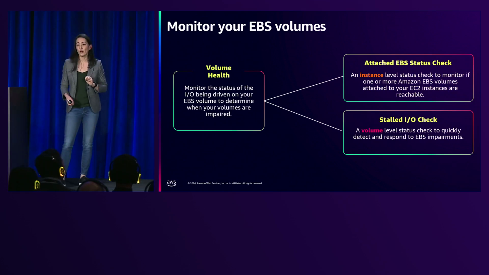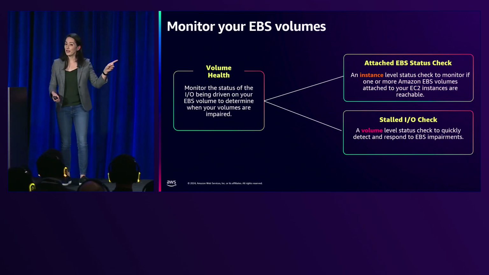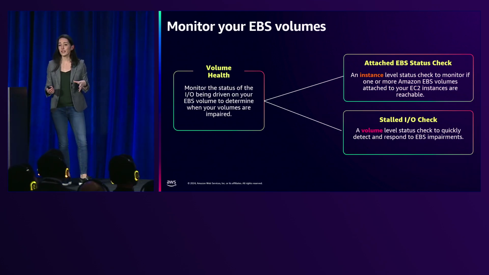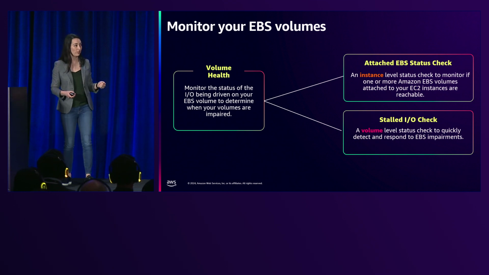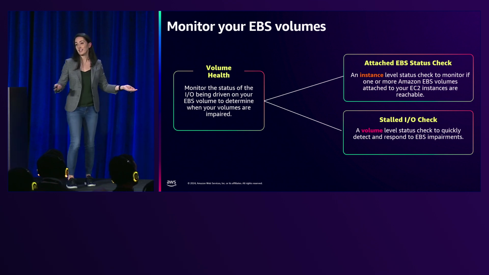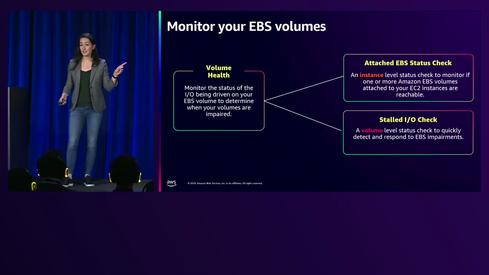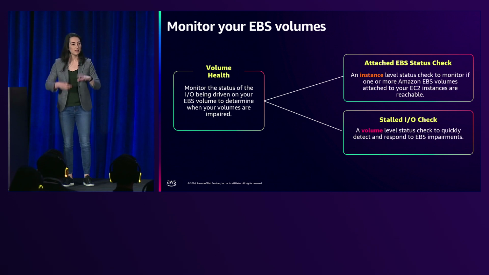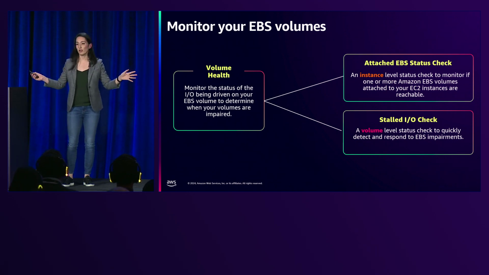The second is a volume level check. So it's a stalled I/O check, and what it's looking at is the I/O performance for your volume and saying, is this volume able to process this I/O? Have you submitted I/O to your volume that's just sitting in the queue? And so both of these metrics are 1-minute metrics, free of charge for all of your attached volumes.